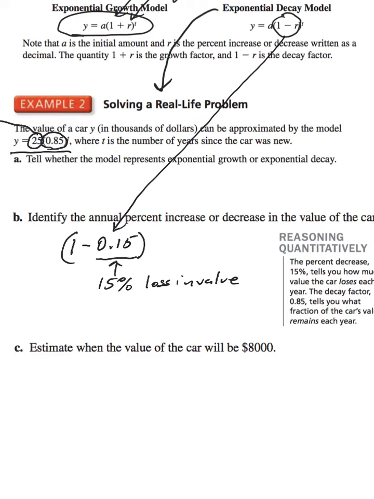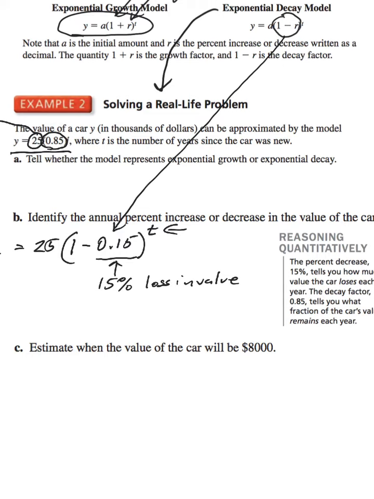Okay? What was the original amount of money? It was 25, and this Y represents how much the car is going to be worth after so many years, which is going to be represented by this value T. So clearly, we're going to need our calculators for a lot of this stuff. So it says identify the annual percent increase or decrease in the value of the car. Well, in this case, it's a 15% decrease because the base is 0.85. It's a decay function. We're talking about something getting smaller.